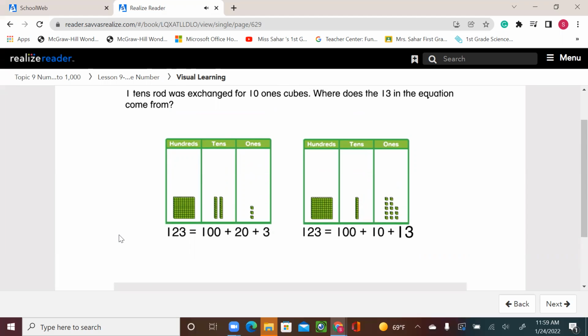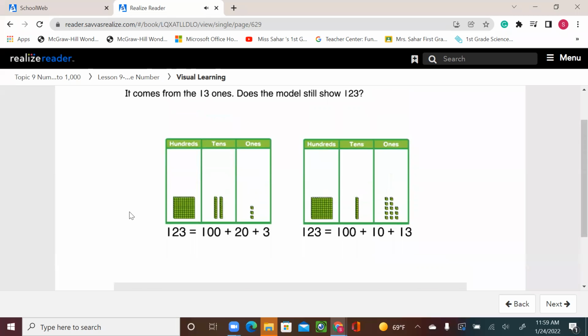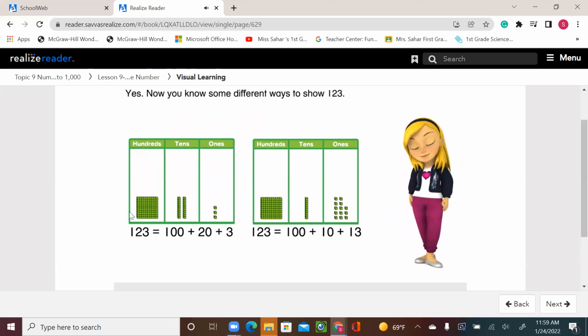Where does the 13 in the equation come from? From breaking apart 1 ten into 10 small ones. It comes from the 13 ones. Does the model still show 123? Yes. Now you know some different ways to show 123.